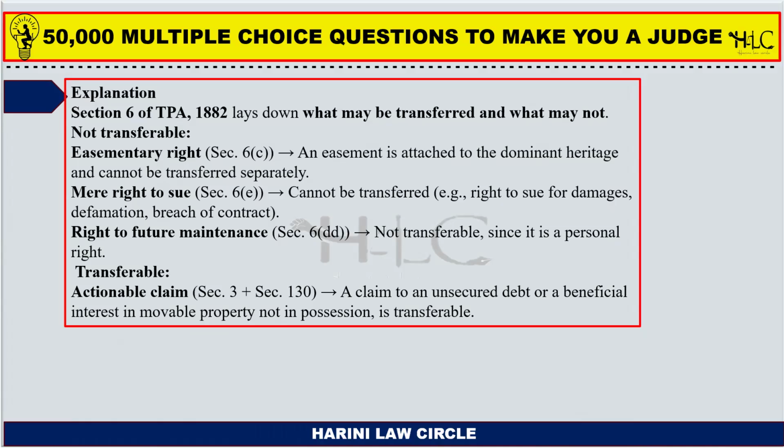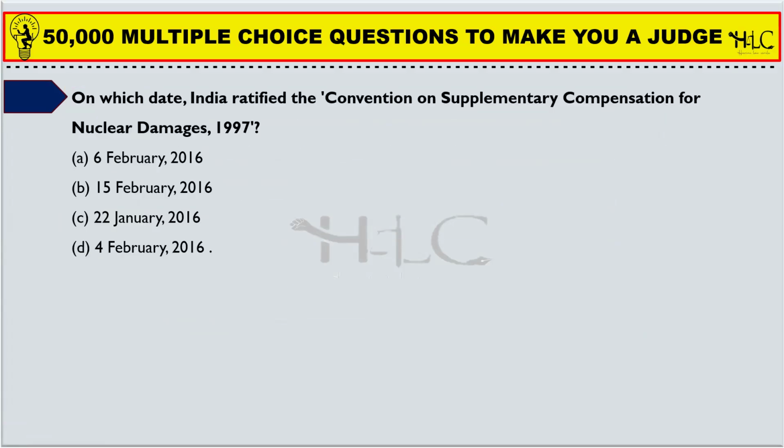What is transferable are actionable claims, which are mentioned under section 3 plus section 130. When any part of the explanation says plus, it means that you have to read section 3 along with section 130. Then only you get the clear definition of what is transferable and what is not. A claim to an unsecured debt or a beneficial interest in immovable property not in possession is transferable.